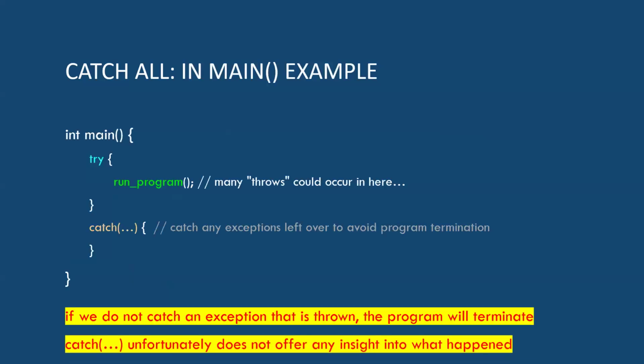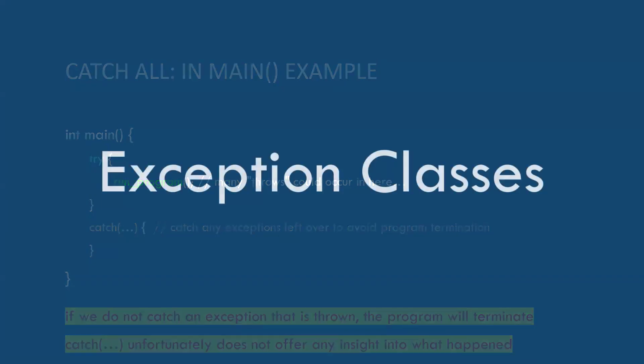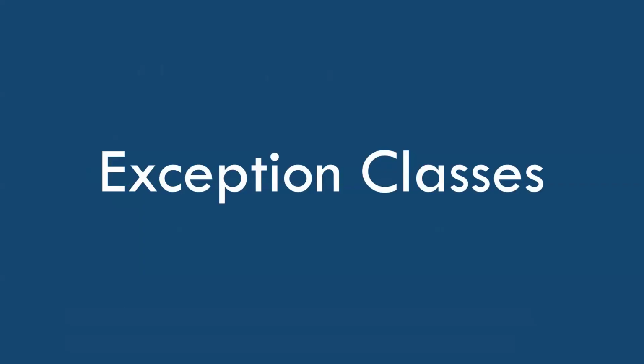So here's an example: try, run program, catch, right? So that's a pretty abusive approach. You'll never crash, but you'll never know why you didn't crash. So somebody's got to go fix that program. I don't know if I've ever seen anything quite like that in real life.